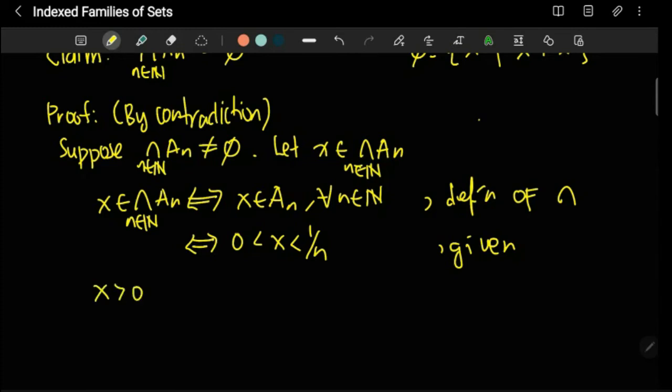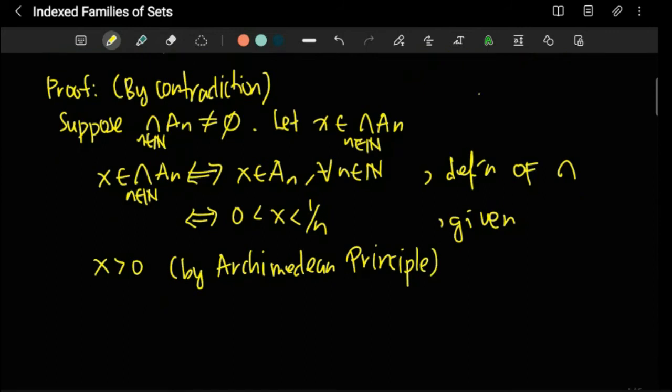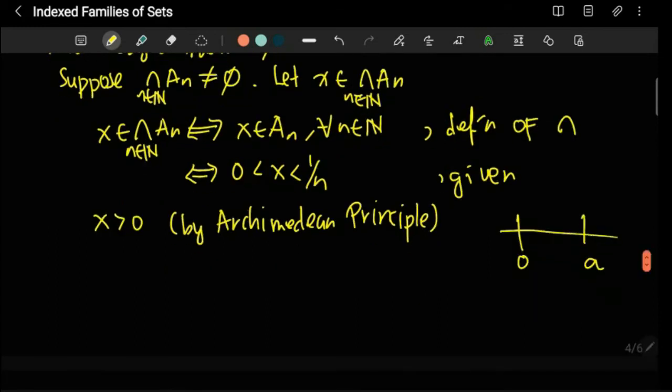So if x is greater than 0, by what we call the Archimedean principle, ganito lang sinasabi niyan. If you have a positive number, okay, so meron kang 0 to a, positive yung a. Sabi ni Archimedes, merong natural number n such that yung 1 over n, mas maliit pa dyan. So sinasabi lang niya, there is a rational number between 0 and a. So very easy to understand.